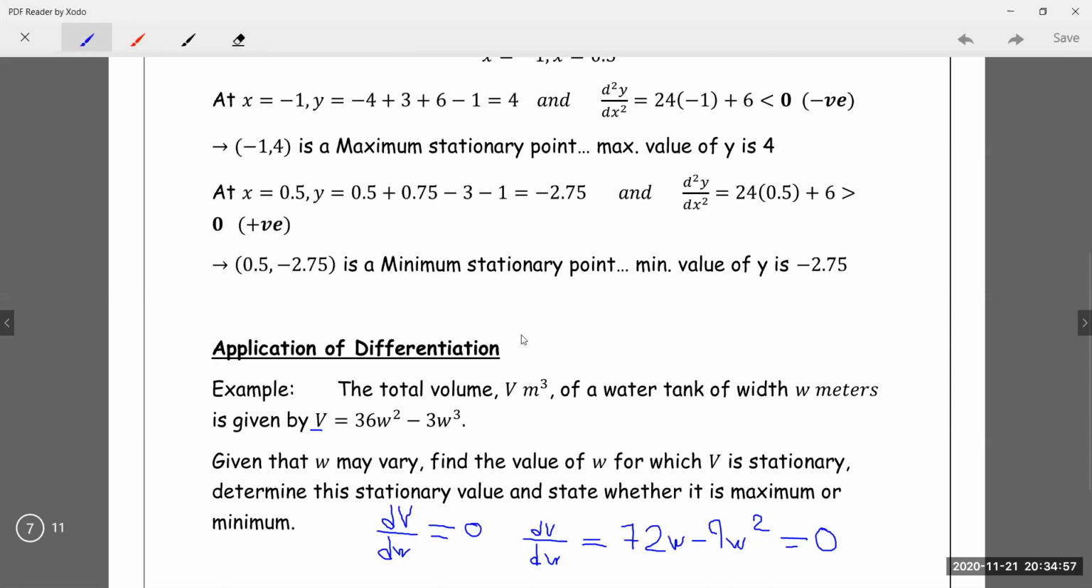Now solving this equation, anytime there's a common factor, factor it out. The highest common factor is 9W. So I factor out 9W, and I'm left with, because 8 times 9 is 72, 8 minus W. That makes sense? Yes, sir. And that's equal to 0. So 9W times 8 minus W equals 0. What is W?